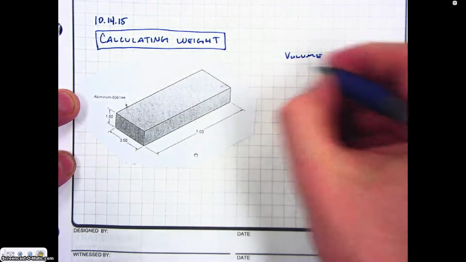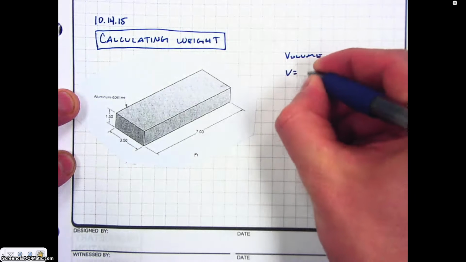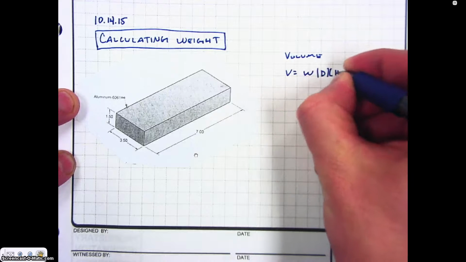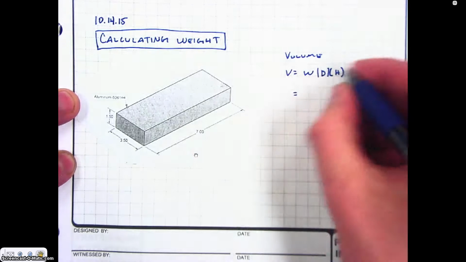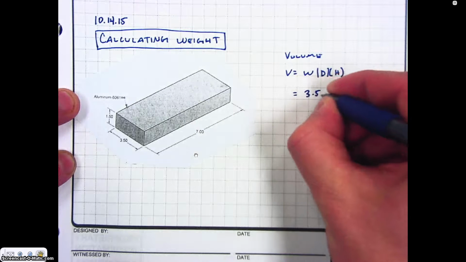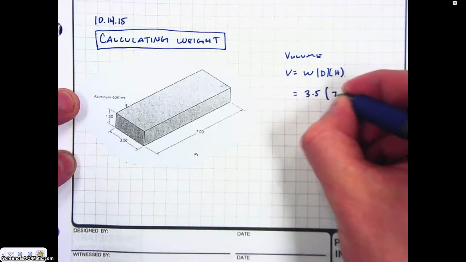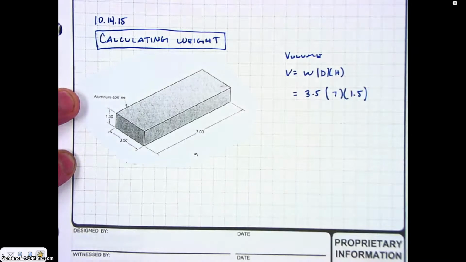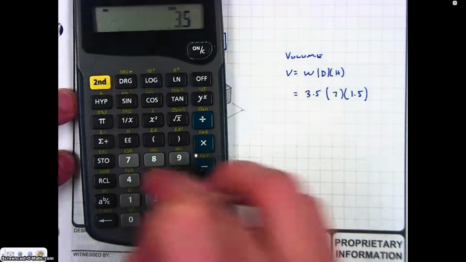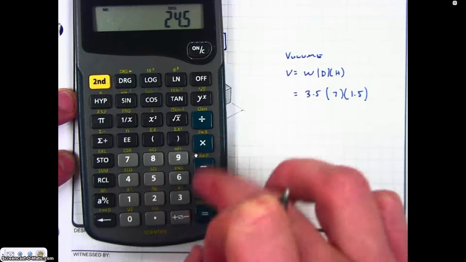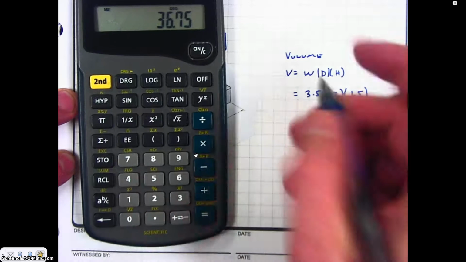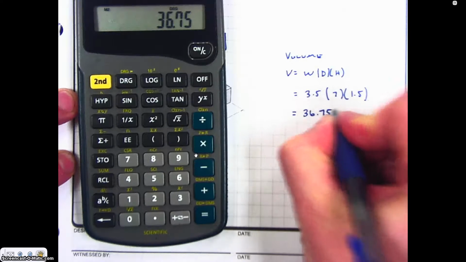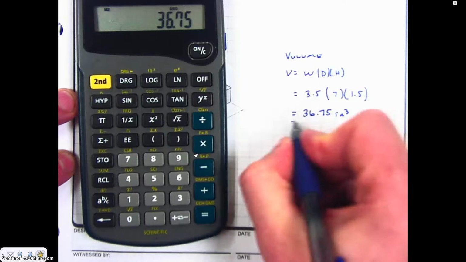So the volume of a rectangular prism is equal to the width times the depth times the height. In our case, our width is 3.5, the depth 7, the height 1.5. Calculate it. We get 36.75 cubic inches for our volume.